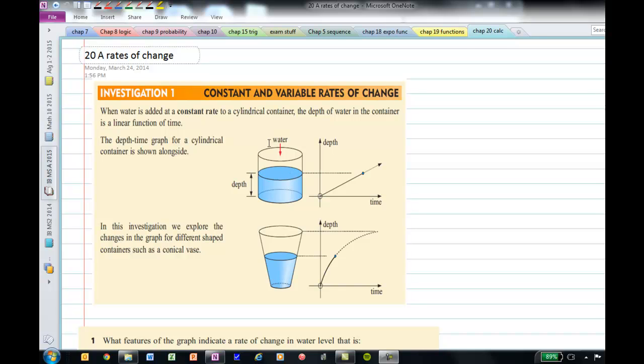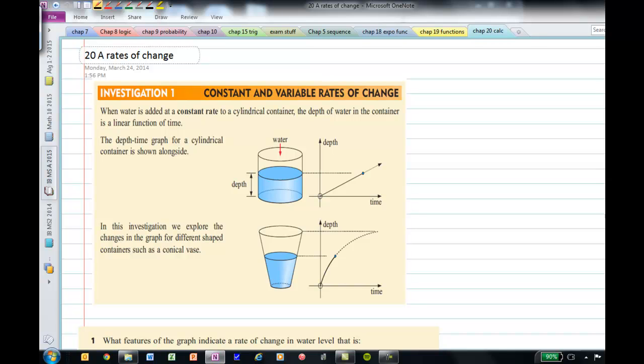If you notice, this is a cylinder, and if you added water at a constant rate to this cylinder, the rate at which the depth increased would be constant. So if we add water in the top, it'll fill at a constant rate, and we get this depth time graph where everything is a constant line. So there's a constant slope there.